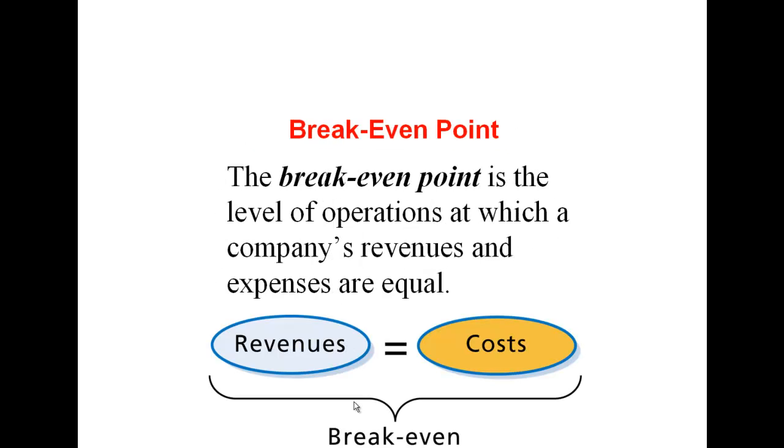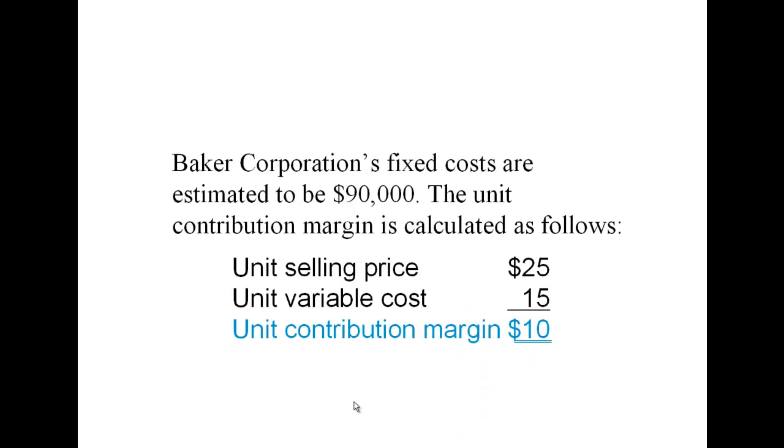So the break-even point is the level of operations at which a company's revenues and expenses are equal. Sounds pretty simple, right? So revenues equal cost. There's no profit at that point. The profit is zero. There's no loss, and there's no profit either. So we can see here in this example, we can think of contribution margin in an amount per unit as well.